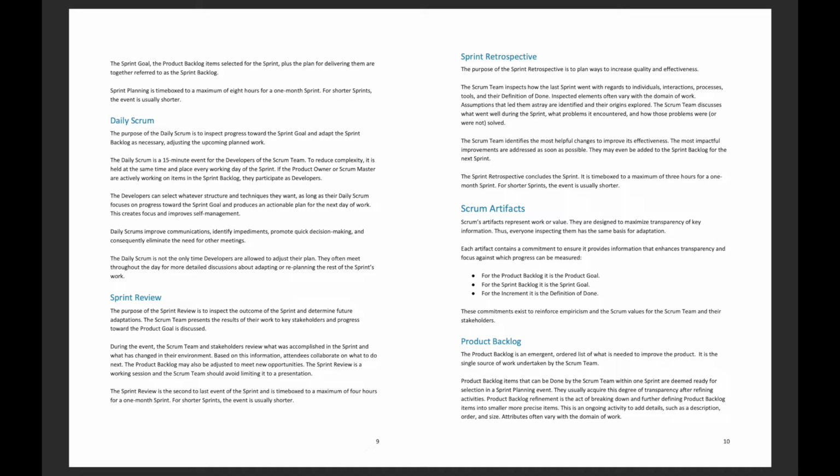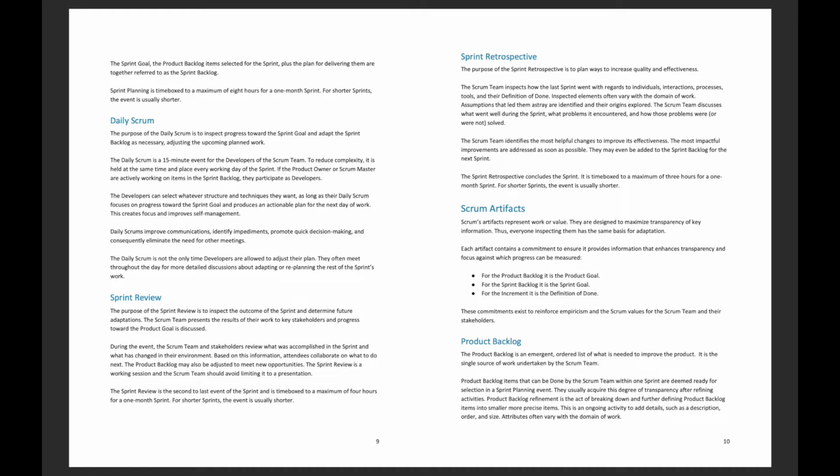Daily Scrums improve communications, identify impediments, promote quick decision-making, and consequently eliminate the need for other meetings. The daily Scrum is not the only time developers are allowed to adjust their plan. They often meet throughout the day for more detailed discussion about adapting or replanning the rest of the sprint's work.